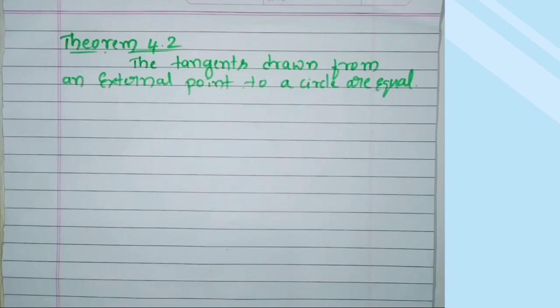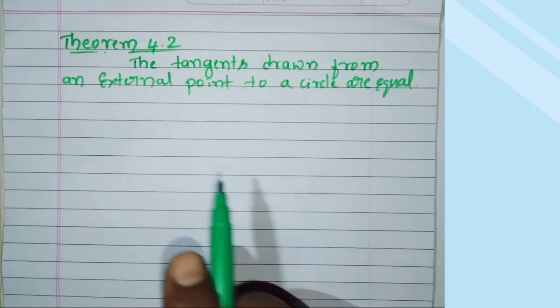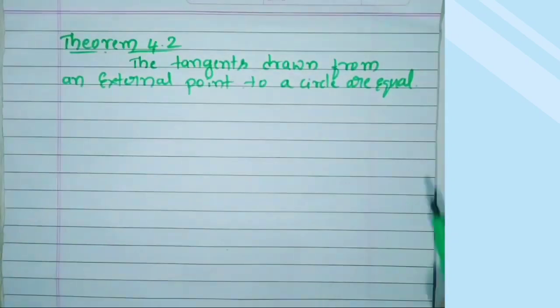Hi dear friends, in the previous class we had learned theorem 4.1. In today's class, let's continue: the tangents drawn from an external point to a circle are equal. This is also one of the important 3 marks theorems that they will definitely ask in the examination. So today let's learn in an easy way how to prove this theorem 4.2: the tangents drawn from an external point to a circle are equal.